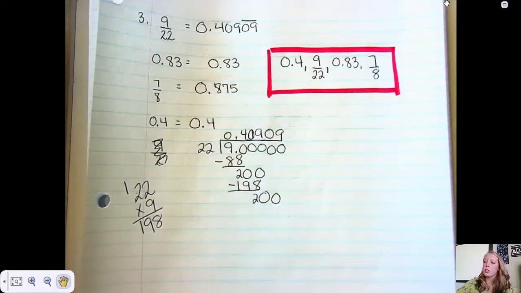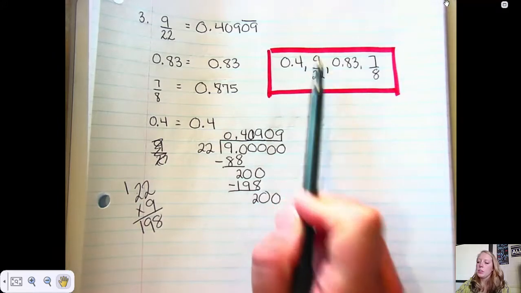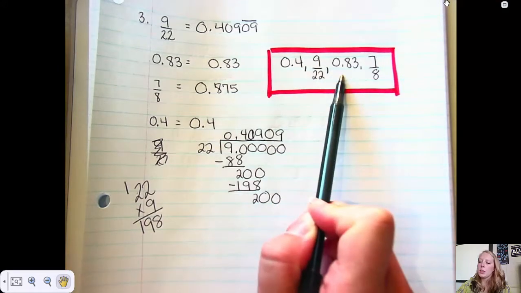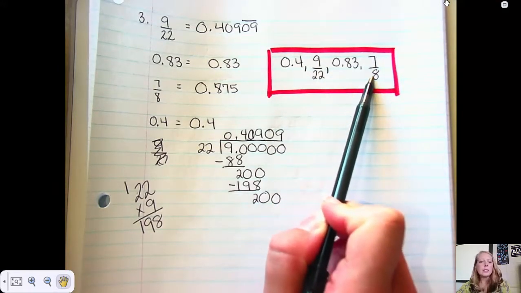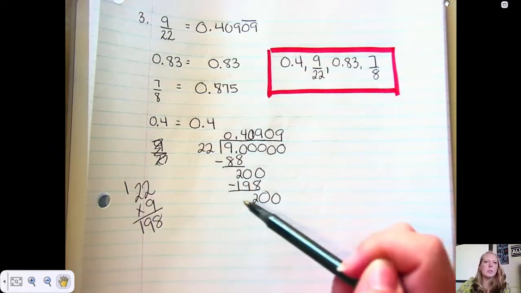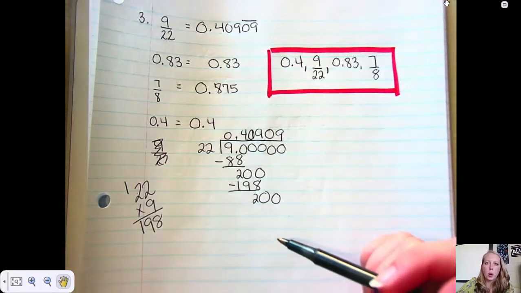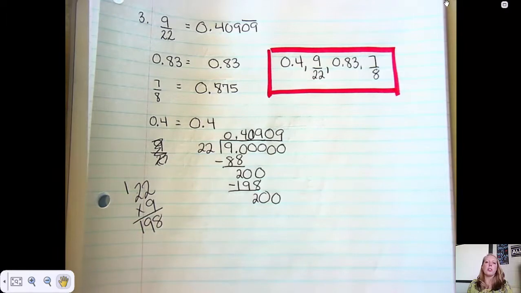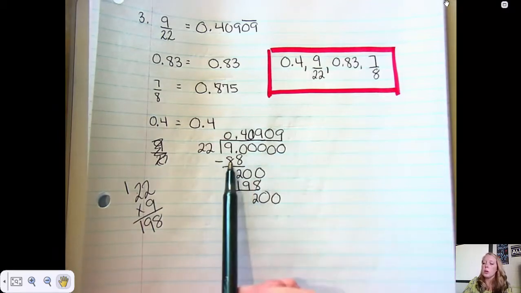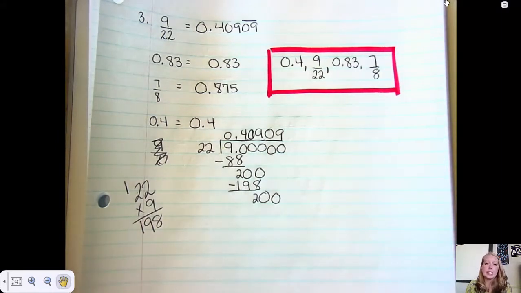Here's the answer to number 3, 0.4, 9/20, 0.83, and 7/8. Now, notice, I didn't do the work for 7/8 because we already did it back in problem number 1. And if you've done the work for that problem on the same paper already, then you don't need to show it to me again. But I did show my work for 9/20 because I hadn't done it yet.